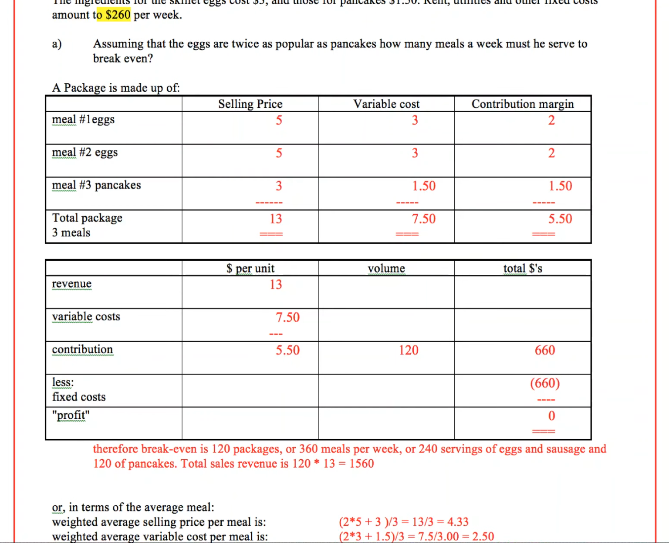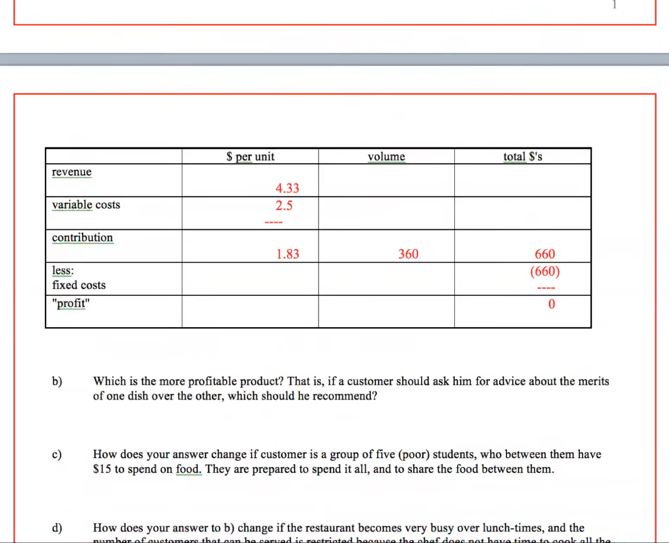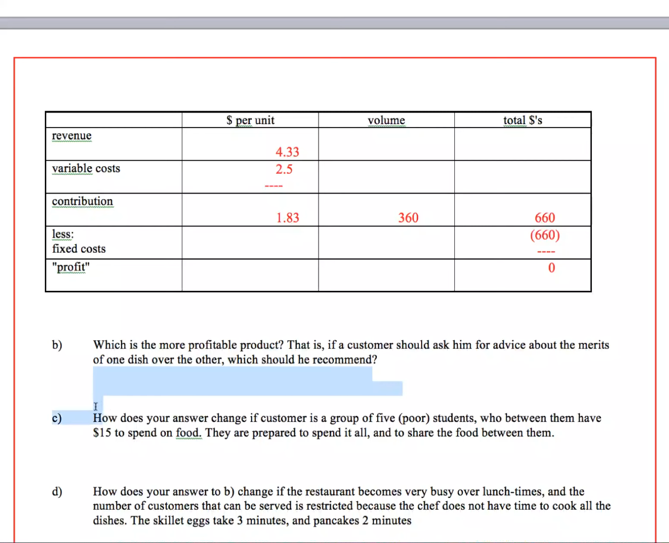And what's the limiting factor here? It's per meal. And so contribution per meal is either $2 per meal for eggs and sausages, or $1.50 for the pancakes. Clearly the higher number is the skillet eggs and sausages, and we can see that here. Contribution margin per meal is either $2 or $1.50, and so choose the one with the higher, sausage and eggs.